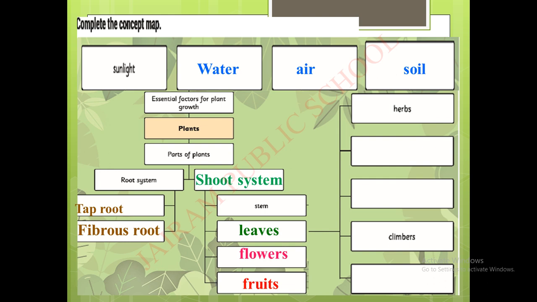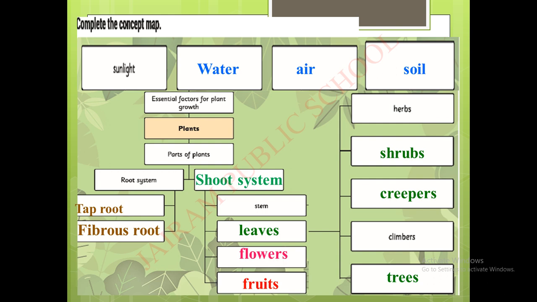Now, based on the stem part, we have different types of plants. For example, herbs, shrubs, creepers, climbers, and trees. So, based on the stem portion, the plants are divided into five types. They are herbs, shrubs, creepers, climbers, and trees.